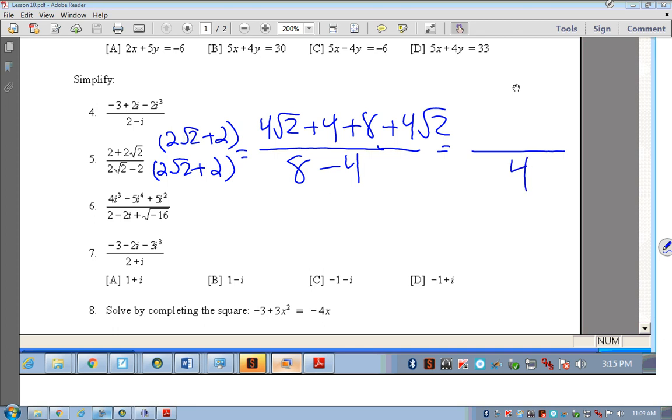Okay, I've got 4 radical 2 plus 4 radical 2, which is 8 radical 2. And 4 plus 8 is 12. And both those things will divide by 4, so that I'm getting 2 radical 2 plus 3. Or, yeah, you can do it the other way around too. You could do 3 plus 2 radical 2.